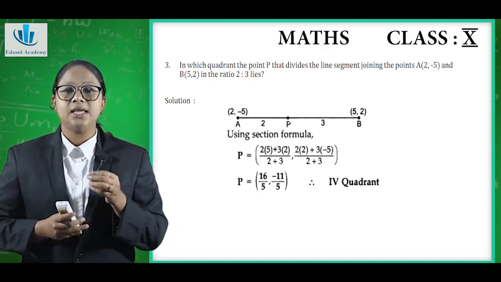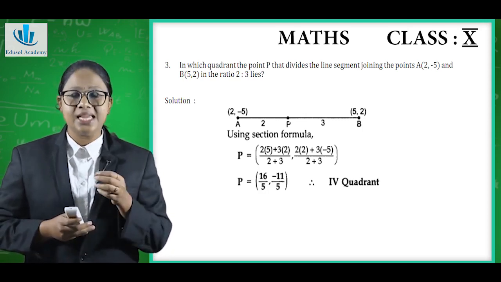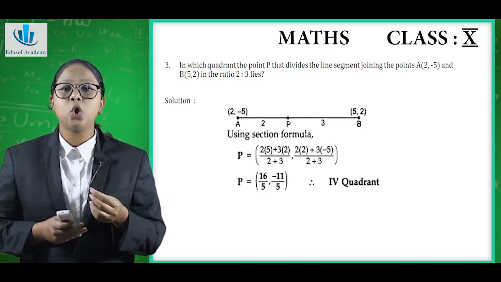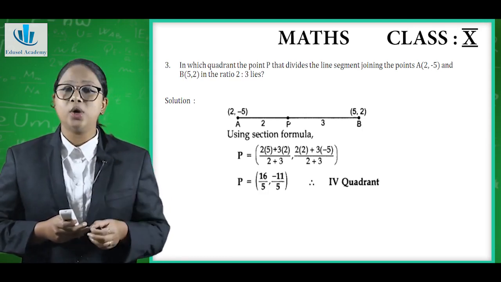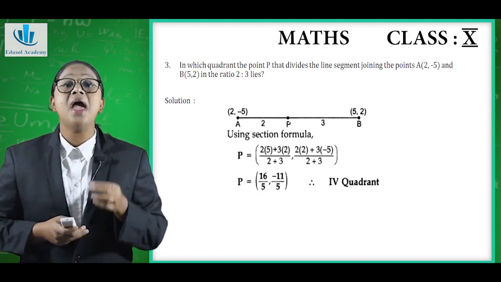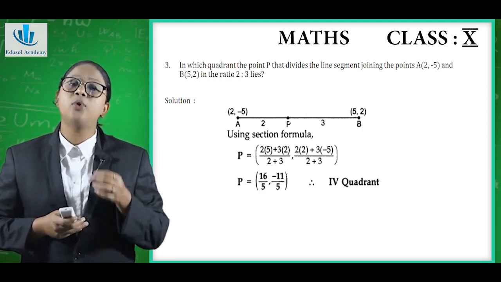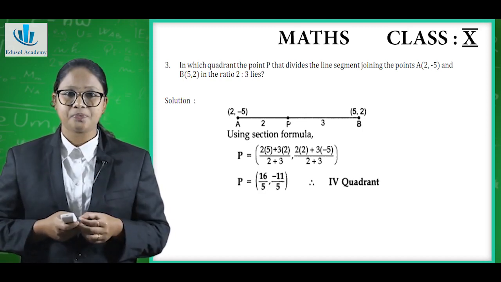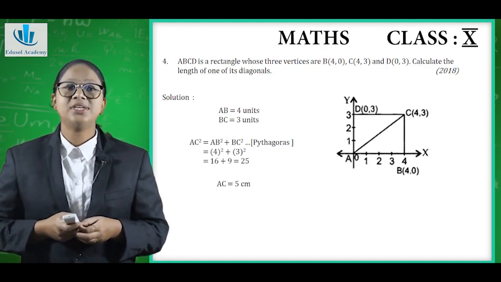So we will get the coordinates of P as 16 by 5 and -11 by 5. So the x coordinate is positive and the y coordinate is negative. Now in which quadrant is the x coordinate positive and the y coordinate negative? Fourth quadrant. So the answer for the question is fourth quadrant. Moving on to the next question.